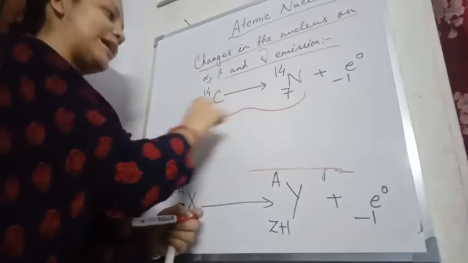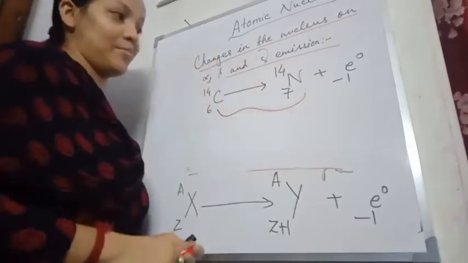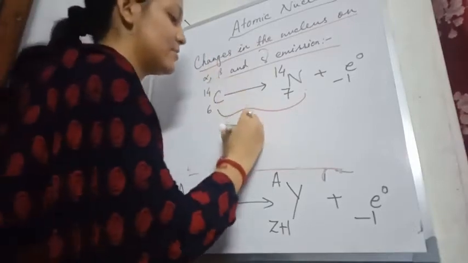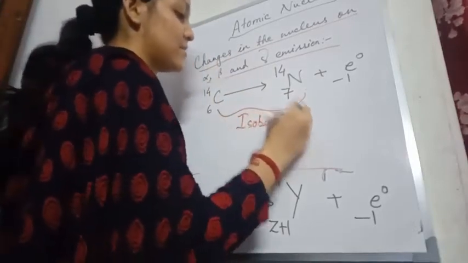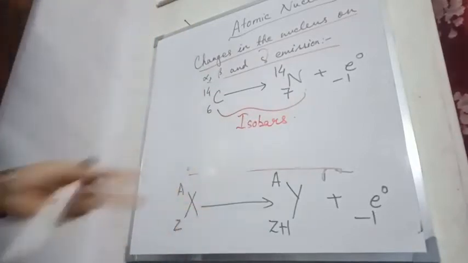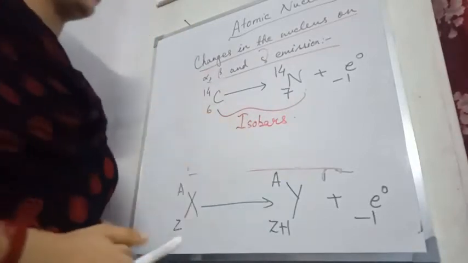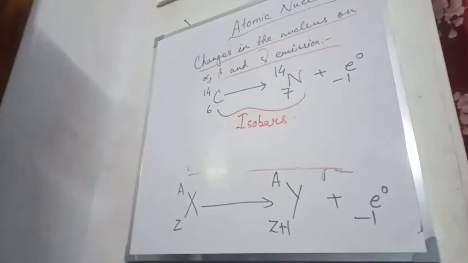And these two elements are different elements. They have different atomic numbers but their mass number is the same. I think you have already done this in your previous class. This type of elements are called isobars. So in case of beta emission, we are getting isobars. Okay, this is important.